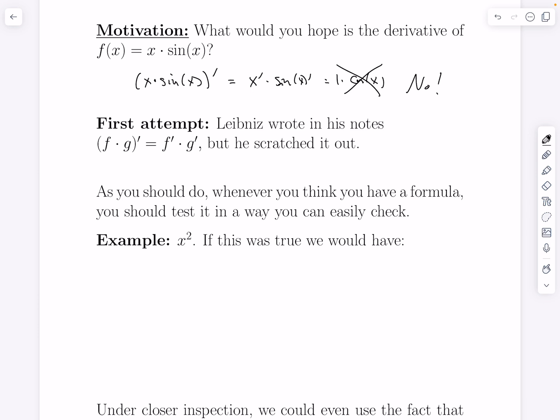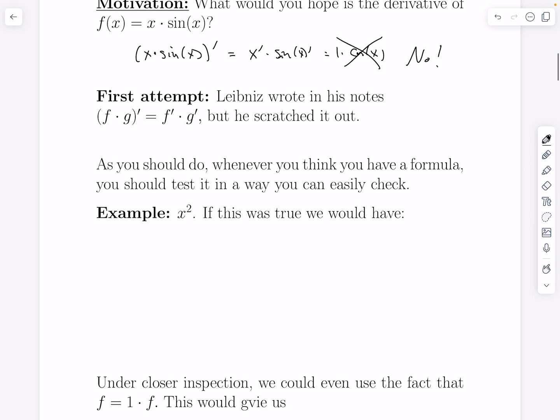And this is what Leibniz, who was one of the inventors of the derivative, thought at first: f times g prime is f prime times g prime, and he then scratched it out. Okay, so this is not true.